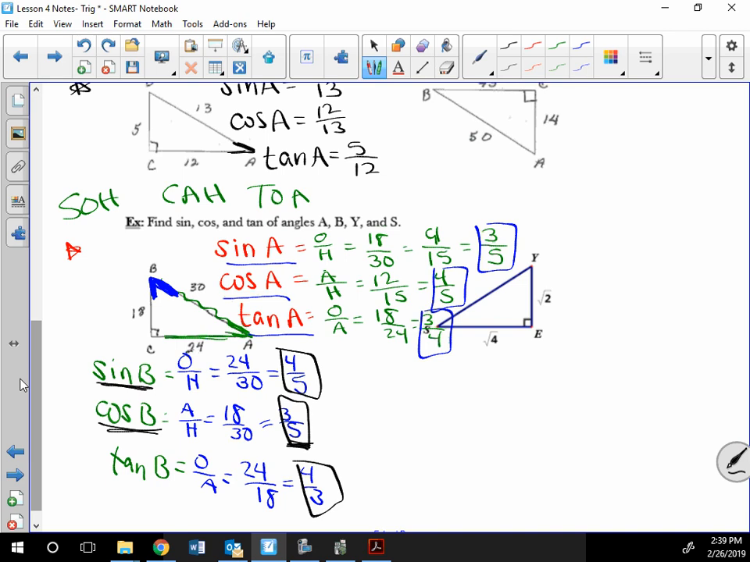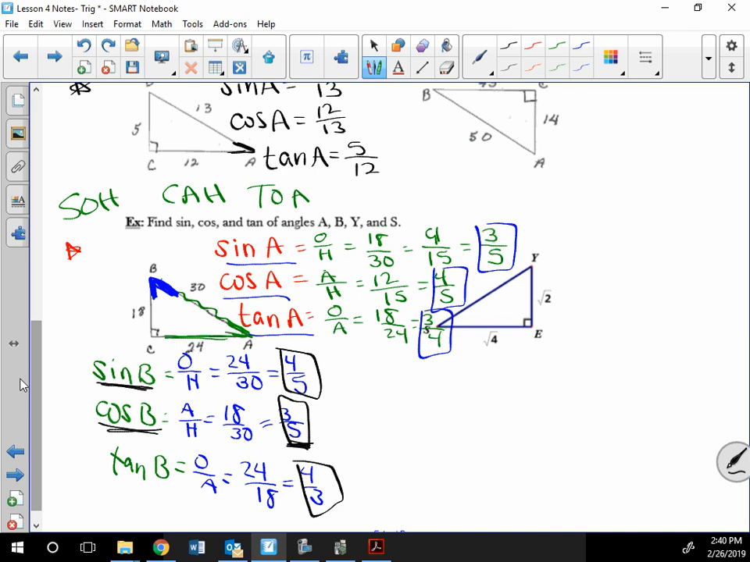A and B are complementary angles, right? So in a way, they kind of go hand in hand. They have to add up to be 90. So we find that interesting link as well. Sine of one and cosine of the other end up being the same value there. Cosine of one and sine of the other end up being the same value.